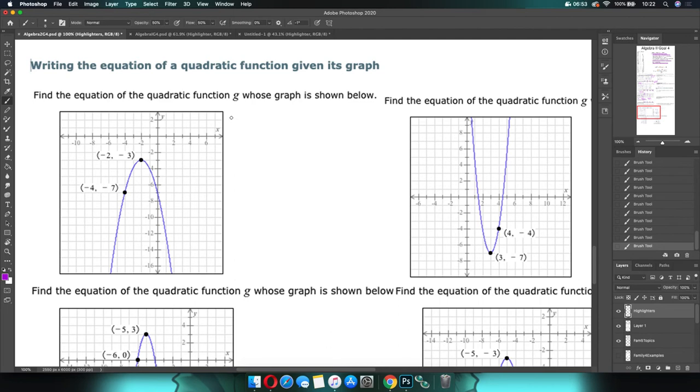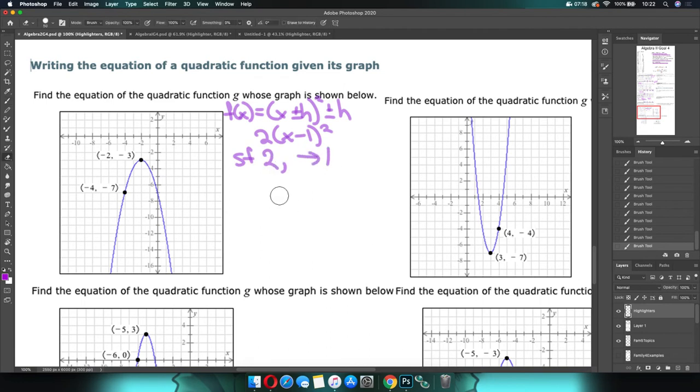Do you remember f of x equals parentheses x plus or minus h squared plus or minus h? This was a big thing on the PA. If you recall, you would be given something like 2x minus 1 quantity squared, and then you had to be told it was a stretch factor of 2, and then that you were going right 1. That's the kind of stuff that we're pulling from for this particular topic.